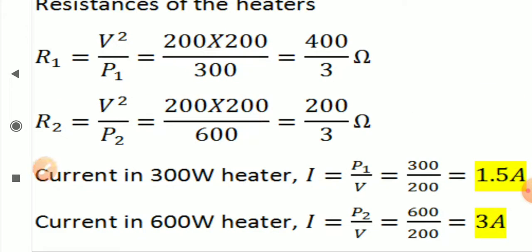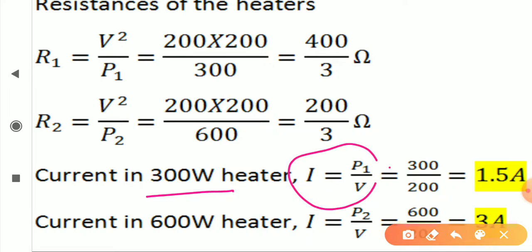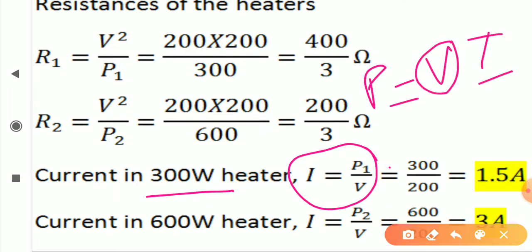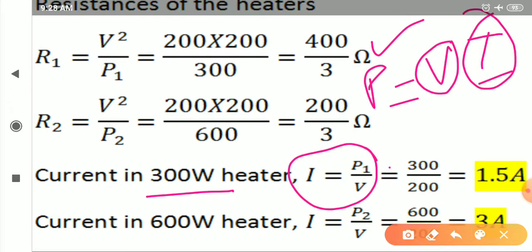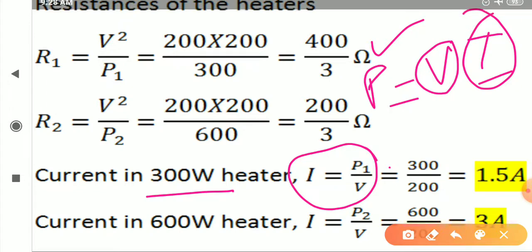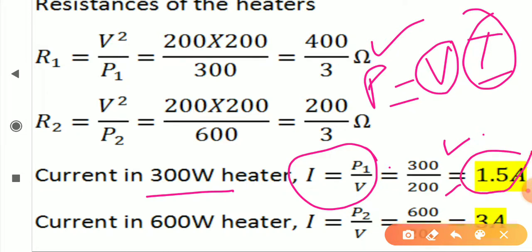And now let us look at the currents. Now current in the 300 watt heater. Now I is equal to P1 upon V. We have done that P is equal to V into I. Right? We know for each of the components, the power of every component is given. We can find out the current passing through them. So now I is equal to P1 upon V. P1 is 300 watt, V is 200 volt. So it is 1.5 ampere.